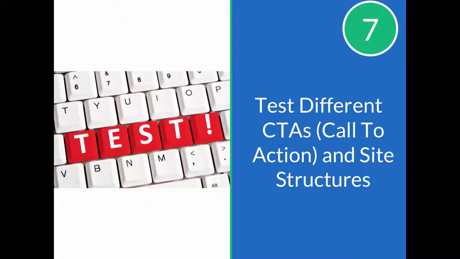And number 7 is test different CTAs, which is call to action, and site structures. We created a proven lead gen website based on the LGS theme, the WordPress theme, and that structure. And in another video, we talk about why it works. There are several different elements to why it works. However, just because that theme is proven to work, you may find something that works better for you, and that's okay. You can test different themes, and you should test different themes.